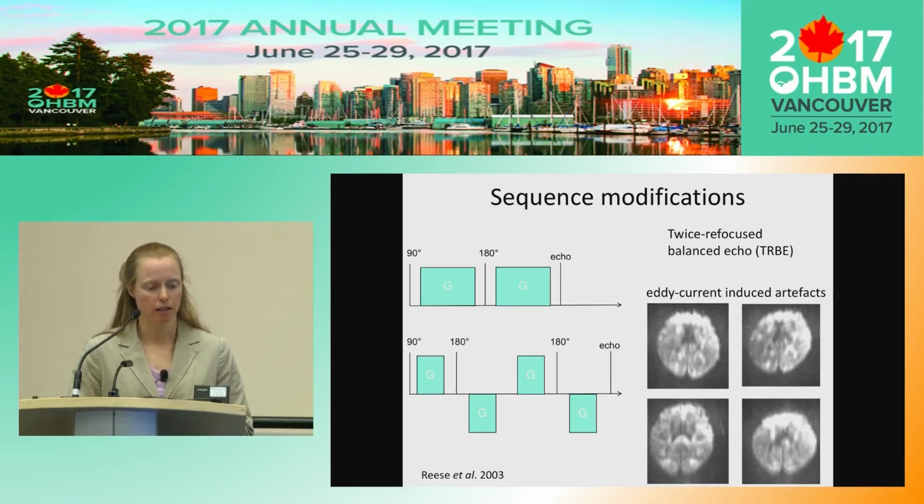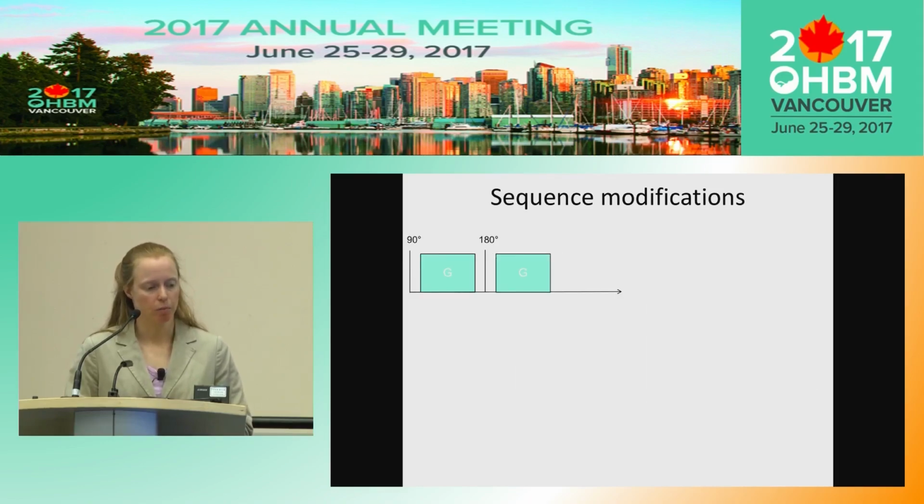What happens is that the ramp up and ramp down of those big diffusion sensitizing gradients induces eddy currents in the scanner hardware that then induce secondary magnetic fields. The image reconstruction can't tell the difference between those fields and the imaging gradients, so you end up with image distortions. You get shifts, shears, compression, stretching, and signal loss. If you time these twice refocused balanced gradients properly, you can pretty much cancel out the eddy currents themselves, so it reduces this distortion significantly.